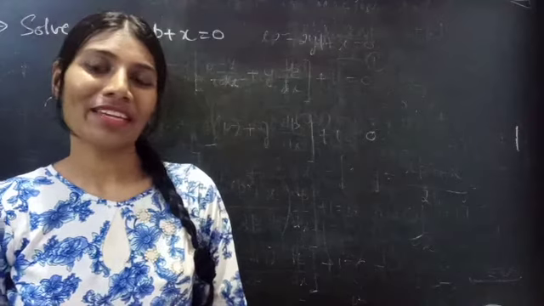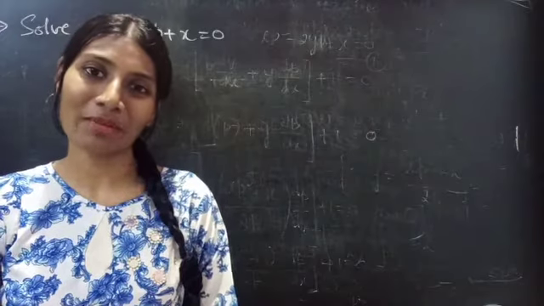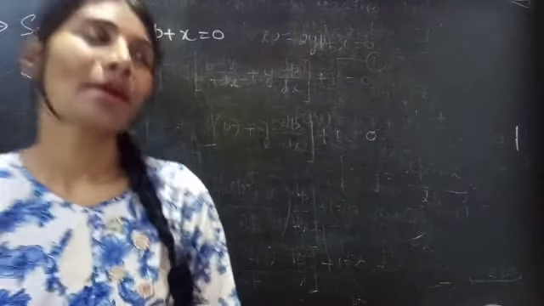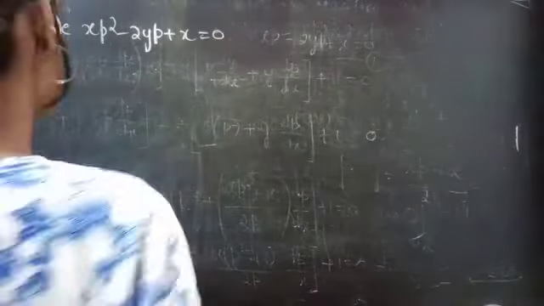This is Kalpana here. In this video, we are going to solve a differential equation using the solvable for y method. So let's get started. Problem: Solve xp square minus 2yp plus x equals 0. Solution.